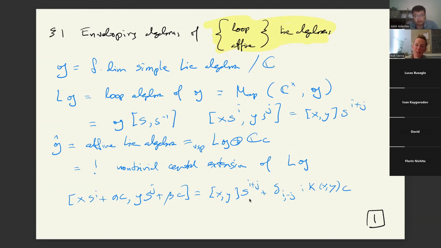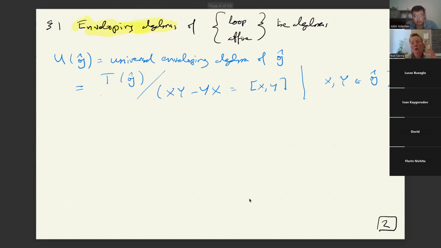As a vector space, g hat is loops on g direct sum a one-dimensional space generated by a central element c. And then the bracket is, okay, I've got an x s to the i plus something times c, and a y s to the j plus something times c. c is central, so the somethings times c don't matter. But the x s to the i and y s to the j bracket together to get the bracket in the loop algebra, [x,y] s to the i plus j. And then there's a scalar times c, which comes from the Killing form on the underlying finite dimensional Lie algebra, modified as you see here. So those are the Lie algebras I'm interested in.